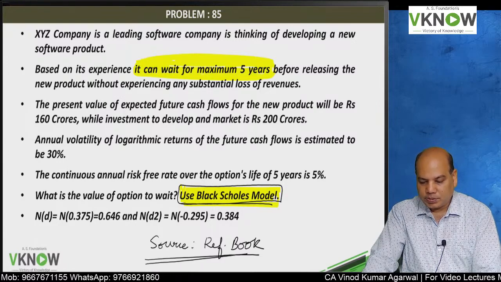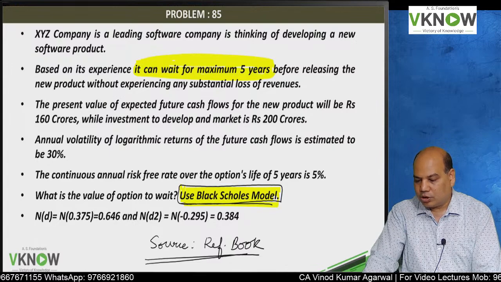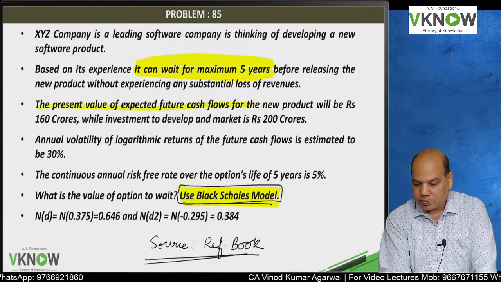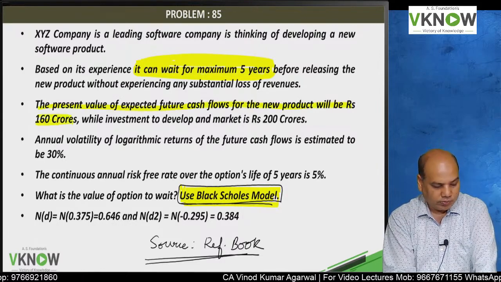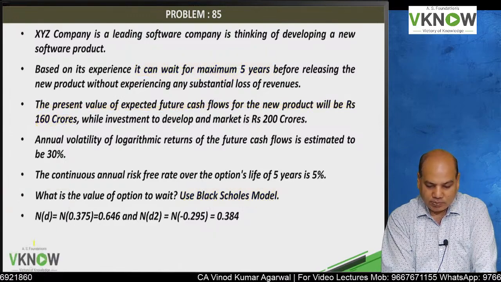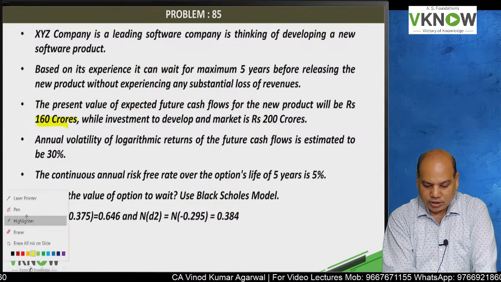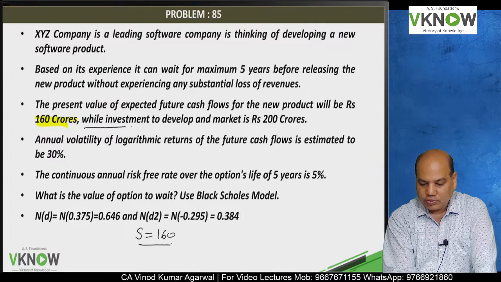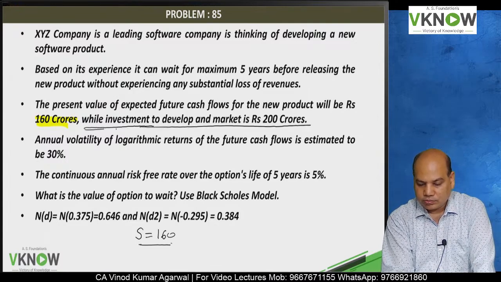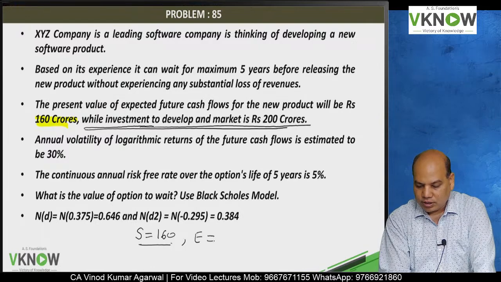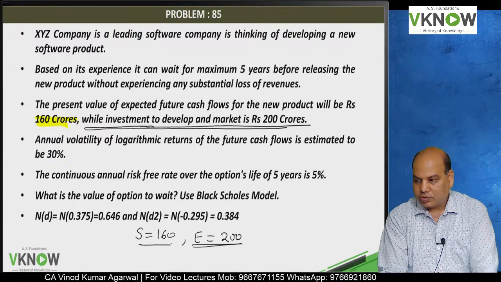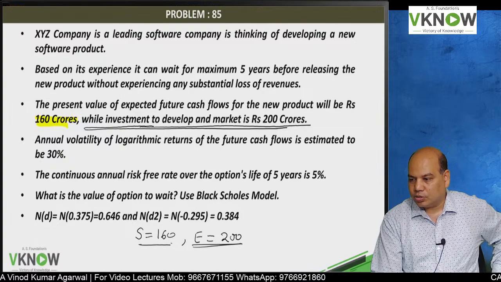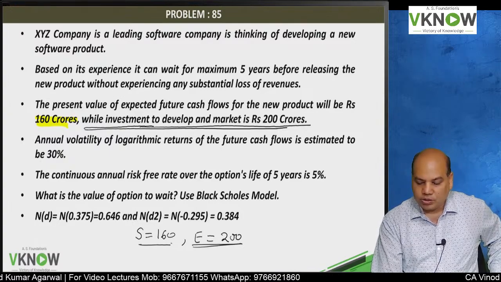The present value of the expected future cash flow for the new product will be rupees 160 crore. That is treated like, in the Black and Scholes model, the share price. While the investment to develop and market is 200 crore. This is like the exercise price, the investment amount. If you want to undertake the project, then you have to pay 200 crore.